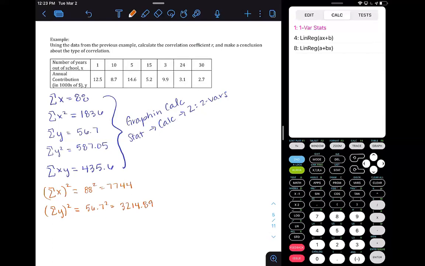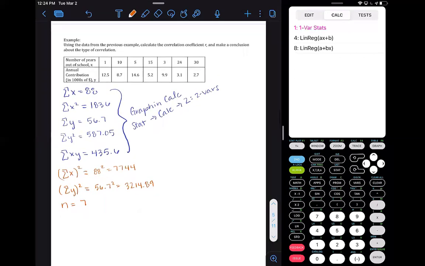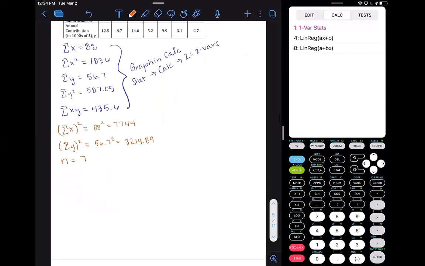And then the last thing we need for our formula is our n. How many data values are there, or ordered pairs? 7. Using your graphing calculator gets rid of probably about 10 to 15 minutes of work. If you don't have a graphing calculator, use Google Sheets. Let it do the math for you. All right, so now we're going to plug everything into our formula.